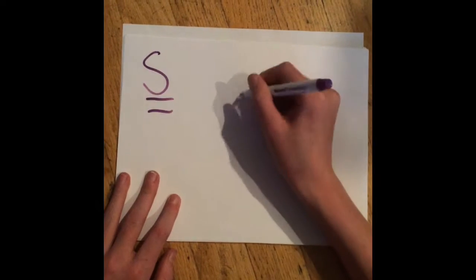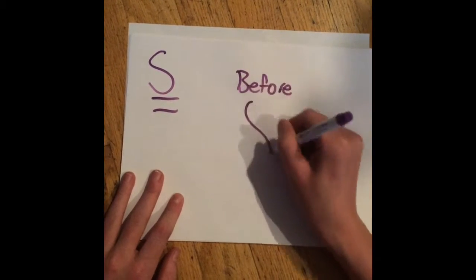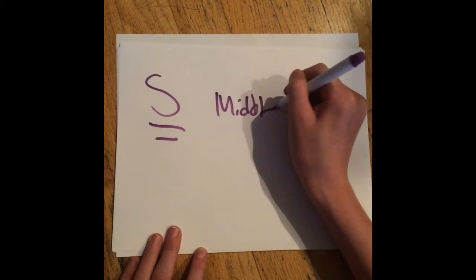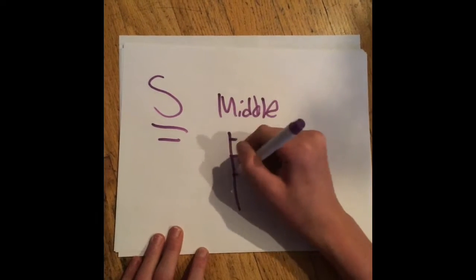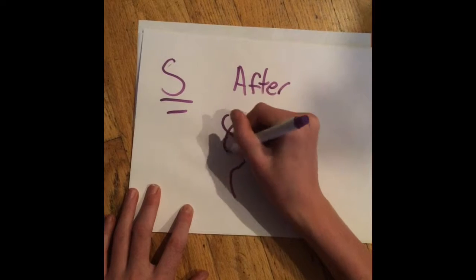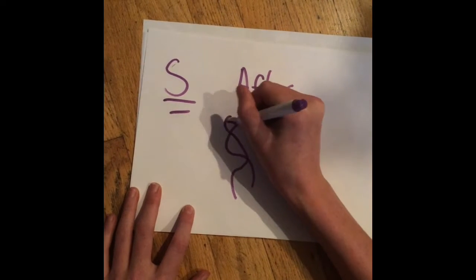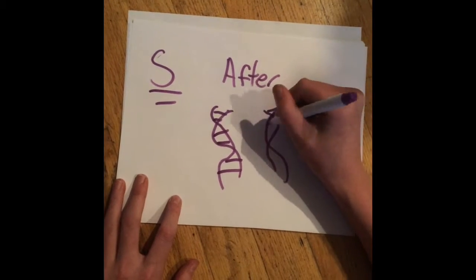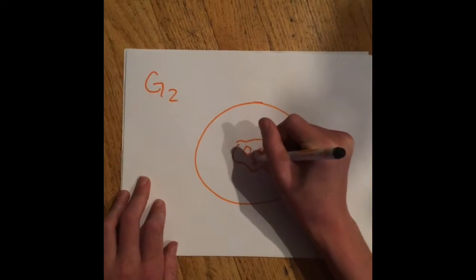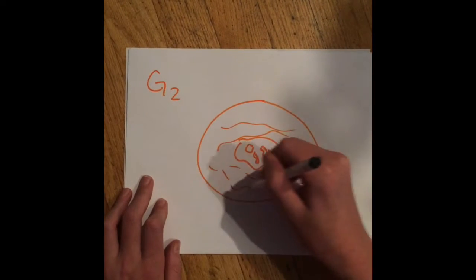The second part of interphase is known as S. During S, the DNA replicates within the cell. The last phase of interphase is G2. What happens in G2 is the cell begins preparation for cell division.